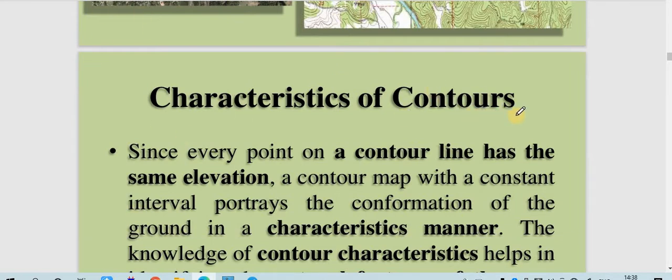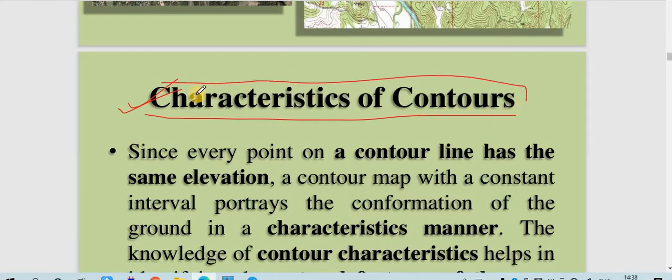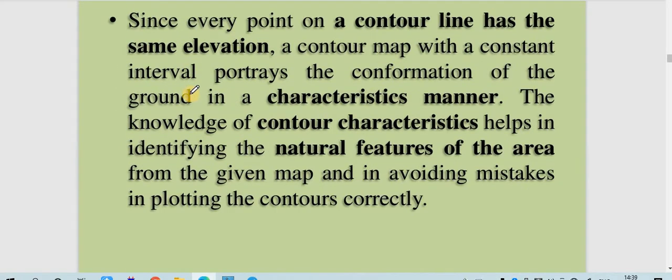Now the most important part related to your contour surveying is the characteristics. There are around 10 to 12 characteristics of a contour map that everybody should know, and this is very important from your exam point of view, because every time in your university exam, questions are asked related to these characteristics only. Okay, so we'll try to understand what the various characteristics are.